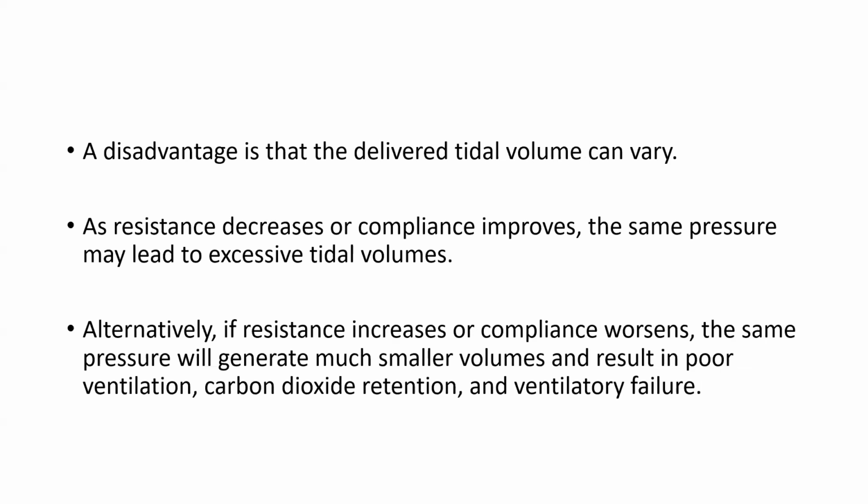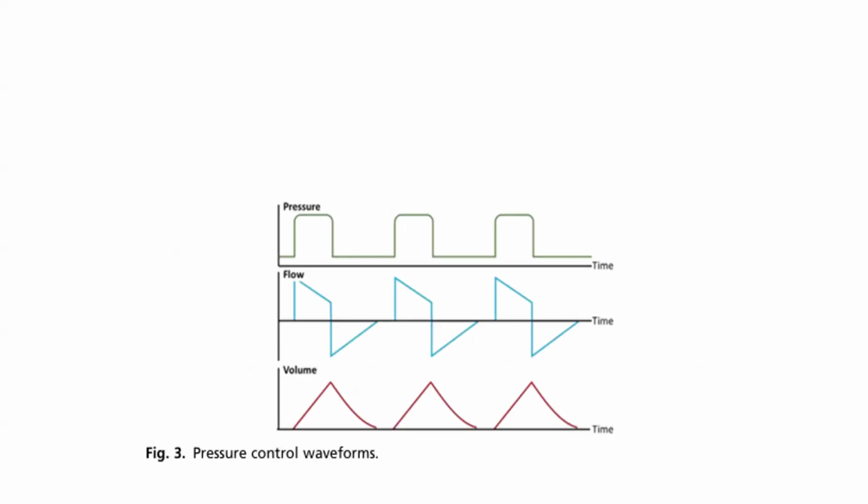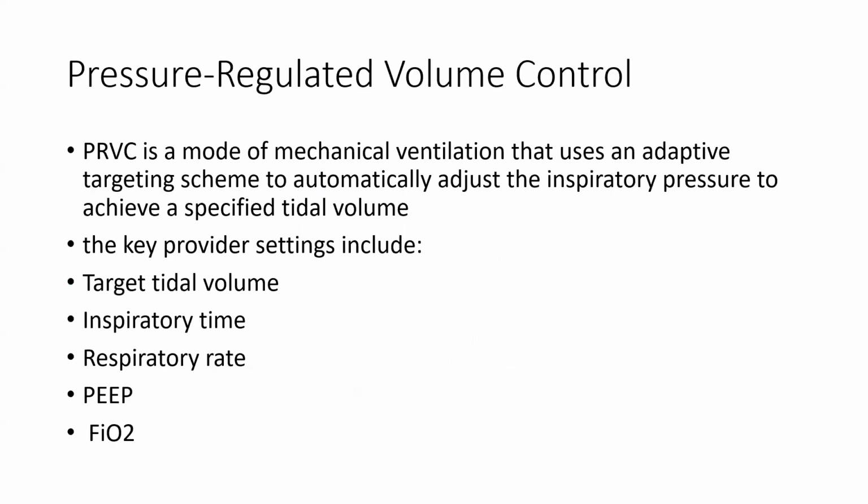As resistance decreases or compliance improves, the same pressure may lead to excessive tidal volume. Alternatively, if resistance increases and compliance worsens, the same pressure will generate a much smaller volume and result in poor ventilation, carbon dioxide retention, and ventilatory failure. So, this is the pressure control waveform.